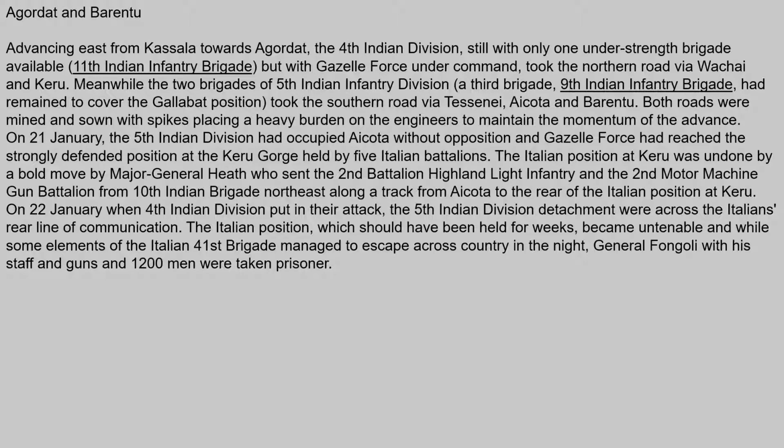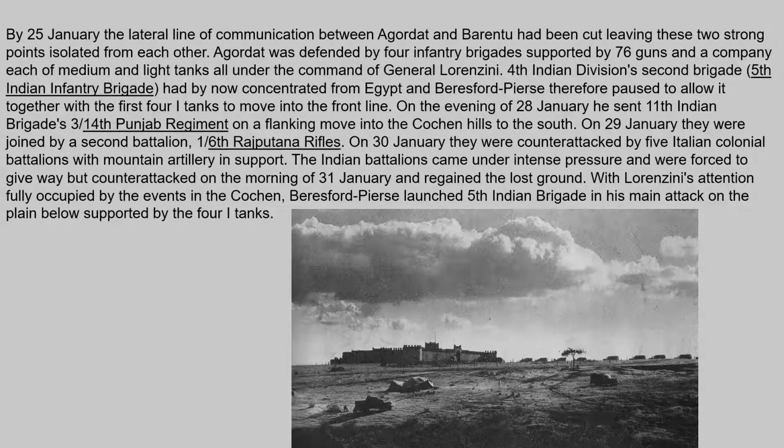The Italian position, which should have been held for weeks, became untenable, and while some elements of the Italian 41st Brigade managed to escape across country in the night, General Fongoli, with his staff and guns, and 1,200 men were taken prisoner. So they've taken that area now. By the 25th of January, the lateral line of communication between Agordat and Barentu had been cut, leaving these two strong points isolated from each other. Agordat was defended by 4 infantry brigades supported by 76 guns and a company each of medium and light tanks, all under the command of General Lorenzini.